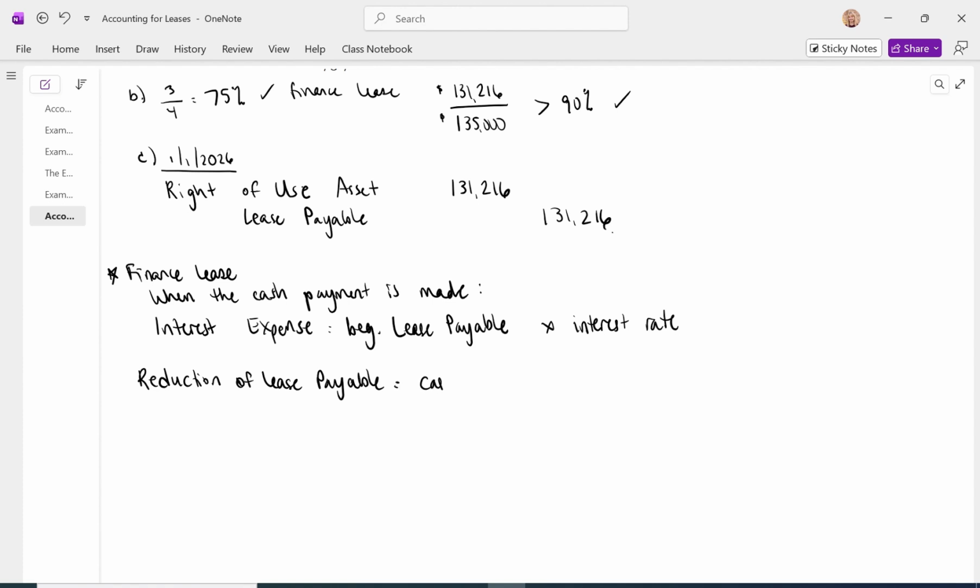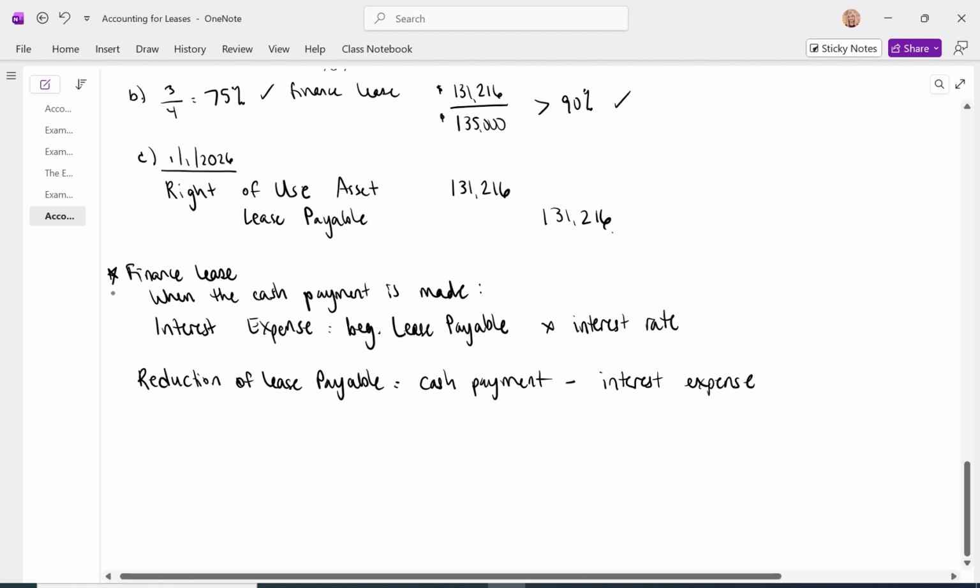We take the cash lease payment amount minus the portion that relates to interest expense. And that's the amount by which we reduce our lease payable. Okay, so we want to memorize these formulas.